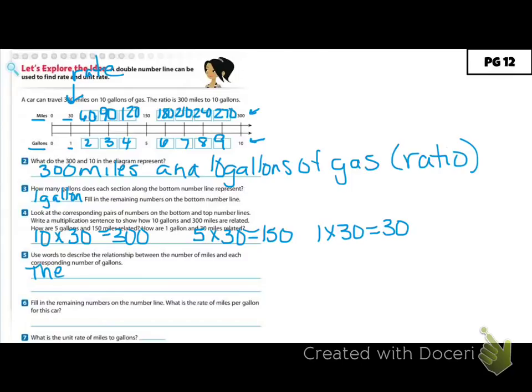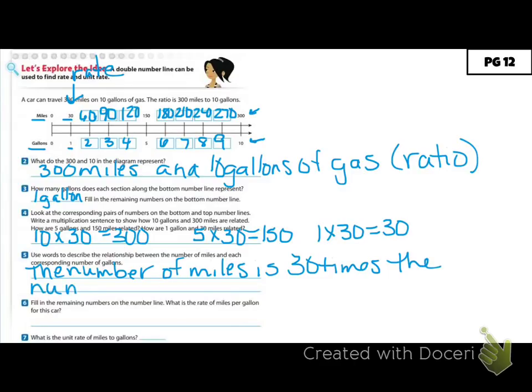Number 5, use words to describe the relationship between the number of miles and each corresponding number of gallons. So, the number of miles is 30 times the number of gallons. Number 6, fill in the remaining numbers on the number line, which we've already done. What is the rate of miles per gallon for this car? So the rate would be 30 miles for each gallon.